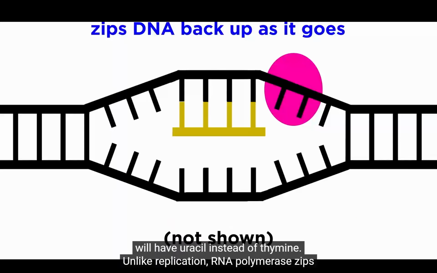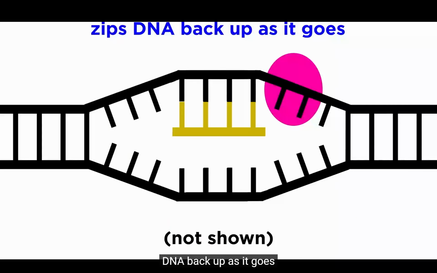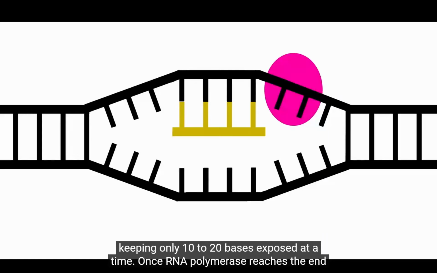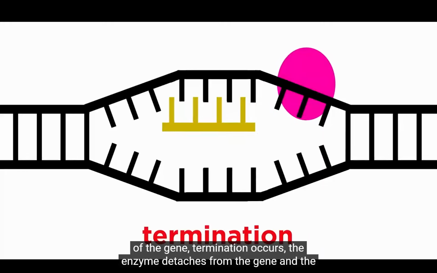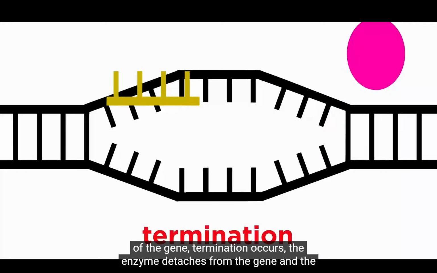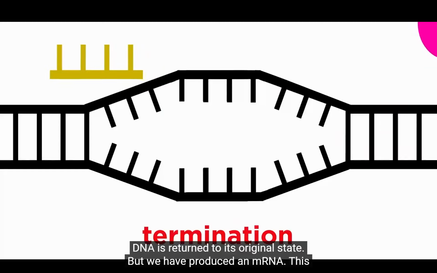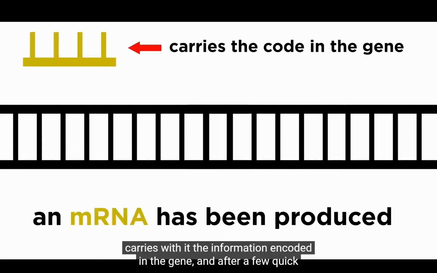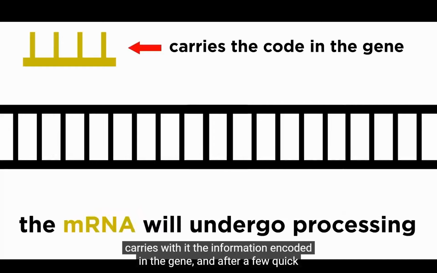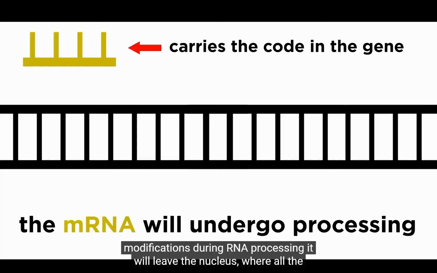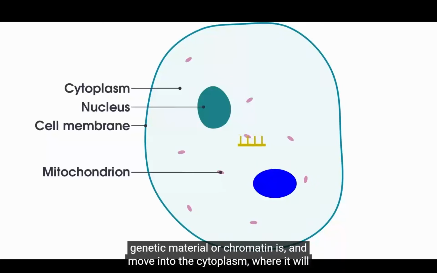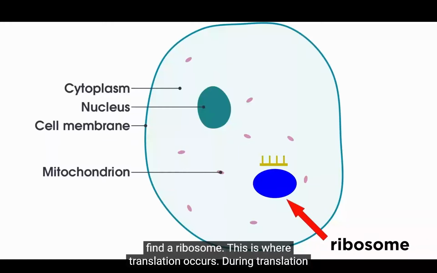Unlike replication, RNA polymerase zips DNA back up as it goes, keeping only 10 to 20 bases exposed at a time. Once RNA polymerase reaches the end of the gene, termination occurs. The enzyme detaches from the gene and the DNA is returned to its original state. But we have produced an mRNA. This carries with it the information encoded in the gene, and after a few quick modifications during RNA processing, it will leave the nucleus, where all the genetic material, or chromatin, is, and move into the cytoplasm, where it will find a ribosome.